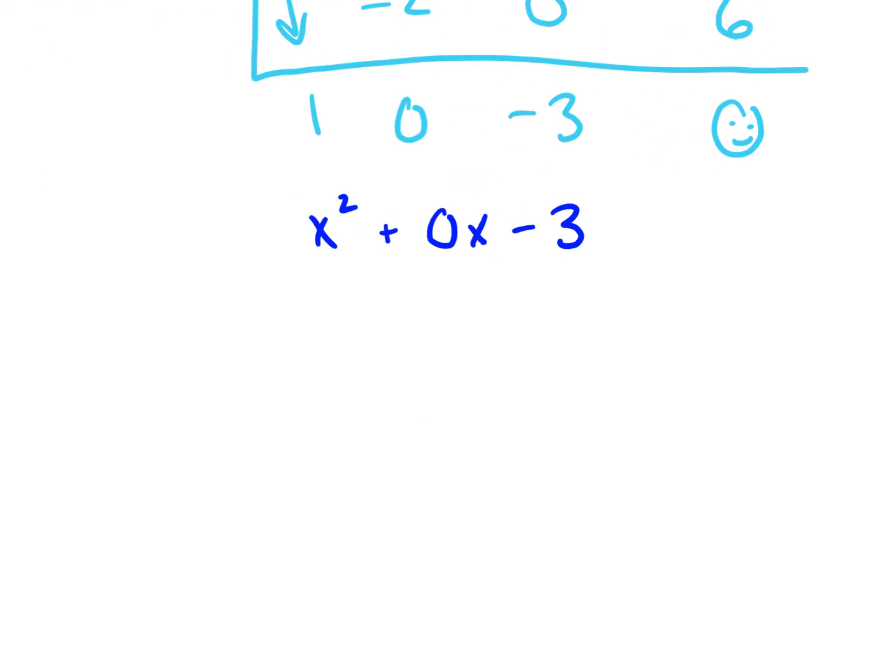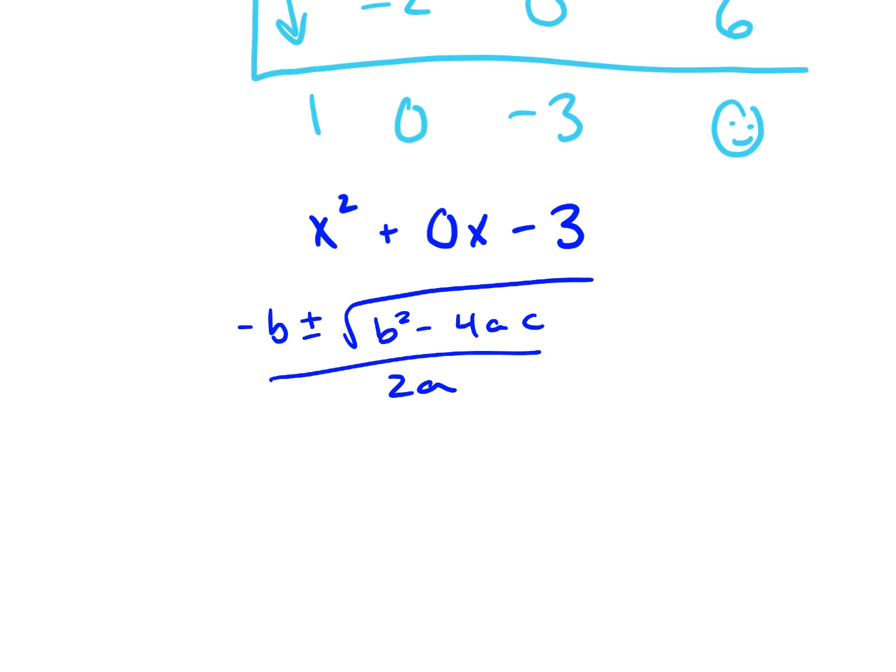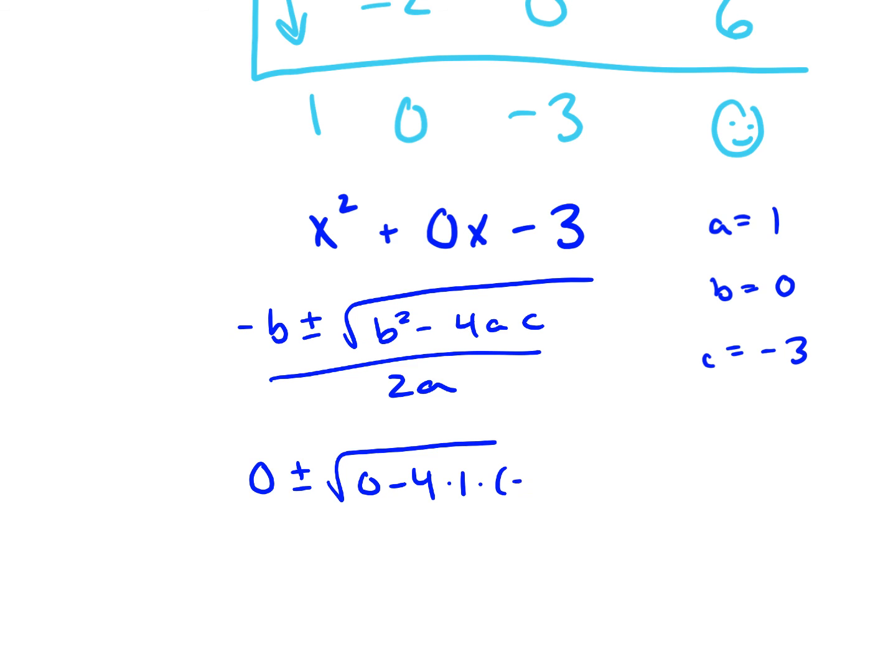So from here, let's say I didn't know how to factor it. So I'm going to use the quadratic formula. Anybody remember what the quadratic formula is? It would be plus or minus square root of b squared minus 4ac over 2a. Awesome. So what's my a? 1. What's my b? And what's my c? So we plug all of that in. So I have 0 plus or minus the square root of 0 minus 4 times 1 times negative 3 over 2 times 1.